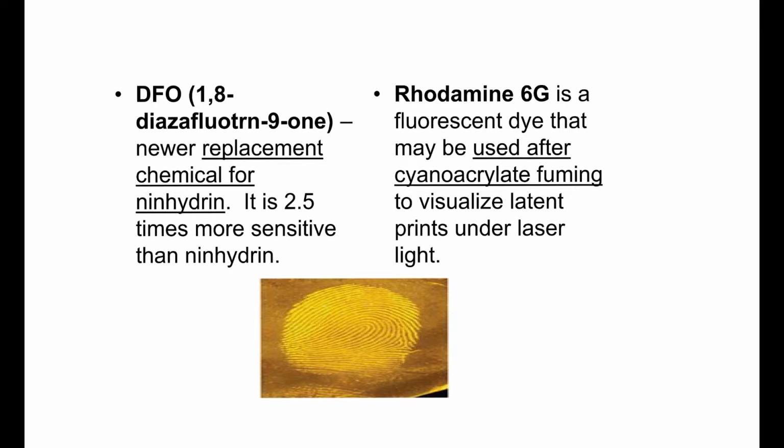Another one that can replace superglue fuming is rhodamine 6G, and this is a fluorescent dye that we can use. I'm sorry, it doesn't actually replace superglue fuming. It's used after superglue fuming. I apologize. So we superglue fume the print. We pull the print off. That print is going to be white and kind of hard. And then we treat it with rhodamine 6G, which is a fluorescent dye. When we stick that print under UV light, we can then visualize the print better. We'll see all the ridges and all of the features a whole lot better than just looking at the superglue itself.